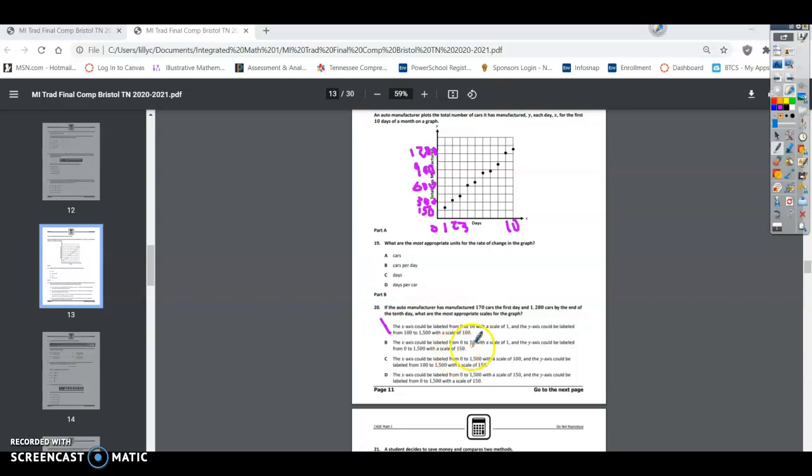The x-axis is 0 to 10. Okay, that's good. And the y-axis could be labeled 0 to 1500 with a scale of 150. That's kind of what I went by, because if this one is 170, which was given, then that's a little bit above that line, so that would be about 150. So that's going to be the most accurate. This one says the x-axis goes from 0 to 1500, so the number of days does not go from 0 to 1500. Both of those can be eliminated. So answer 19 was B, and answer 20 is also B.